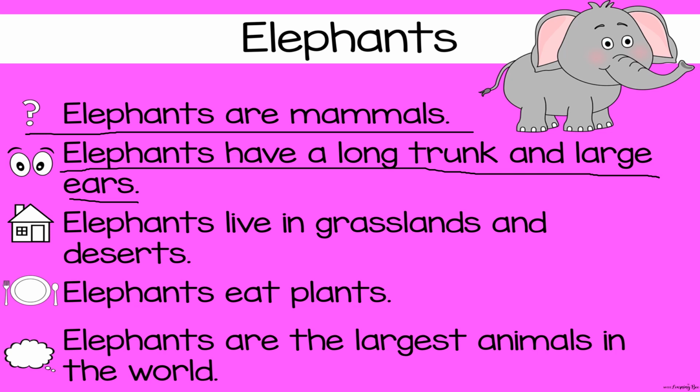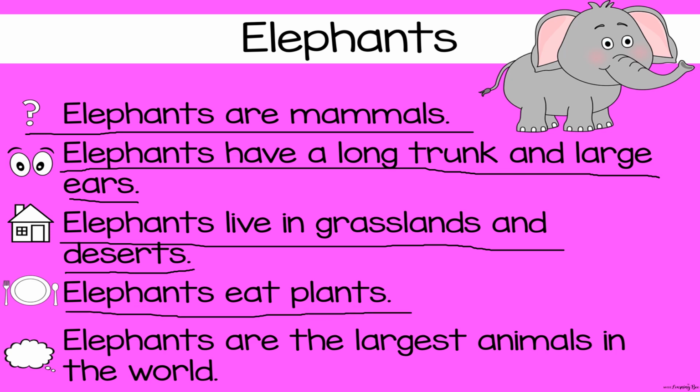Next one needs to be about an elephant's habitat, where it lives, remember? Elephants live in grasslands and deserts. So I did a little bit of research about elephants on the internet, and I found that they live in grassy areas and in dry deserts where there's lots of sand as well. Next one is their diet. Elephants eat plants. So elephants are plant eaters, I found out in my research. So I wrote a sentence saying elephants eat plants.